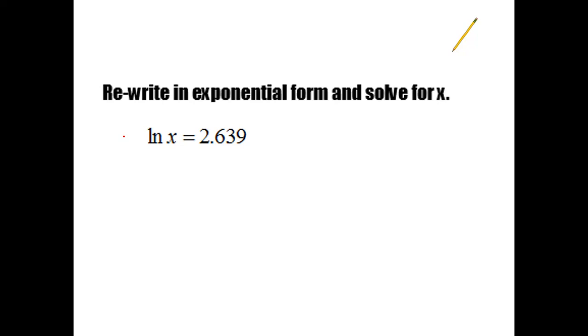Let's go to exponential. So I have ln of x is equal to that value. So I need to go to exponential form. So I'm going to go e, right, because that's the base of this natural log. So e to the 2.639, and that is equal to x, the inside. So I need to go on my calculator and find e to the 2.639. Basically I get 13.999 is equal to x.